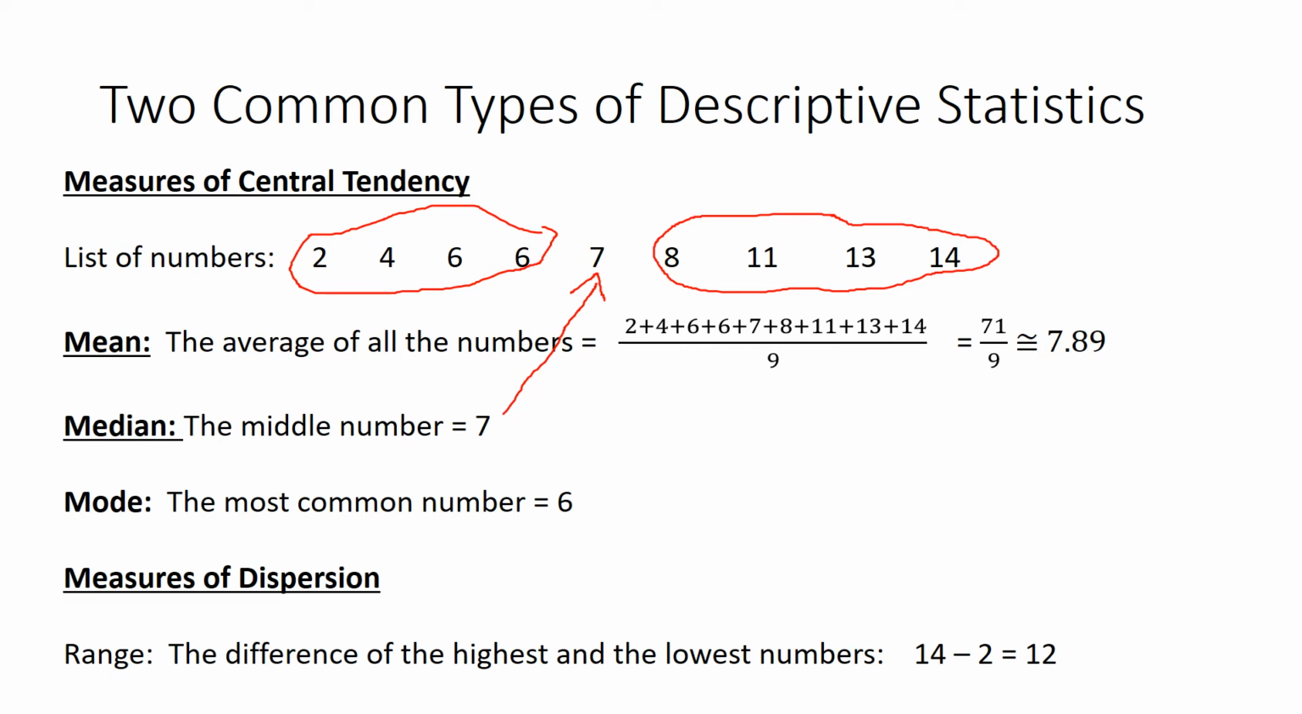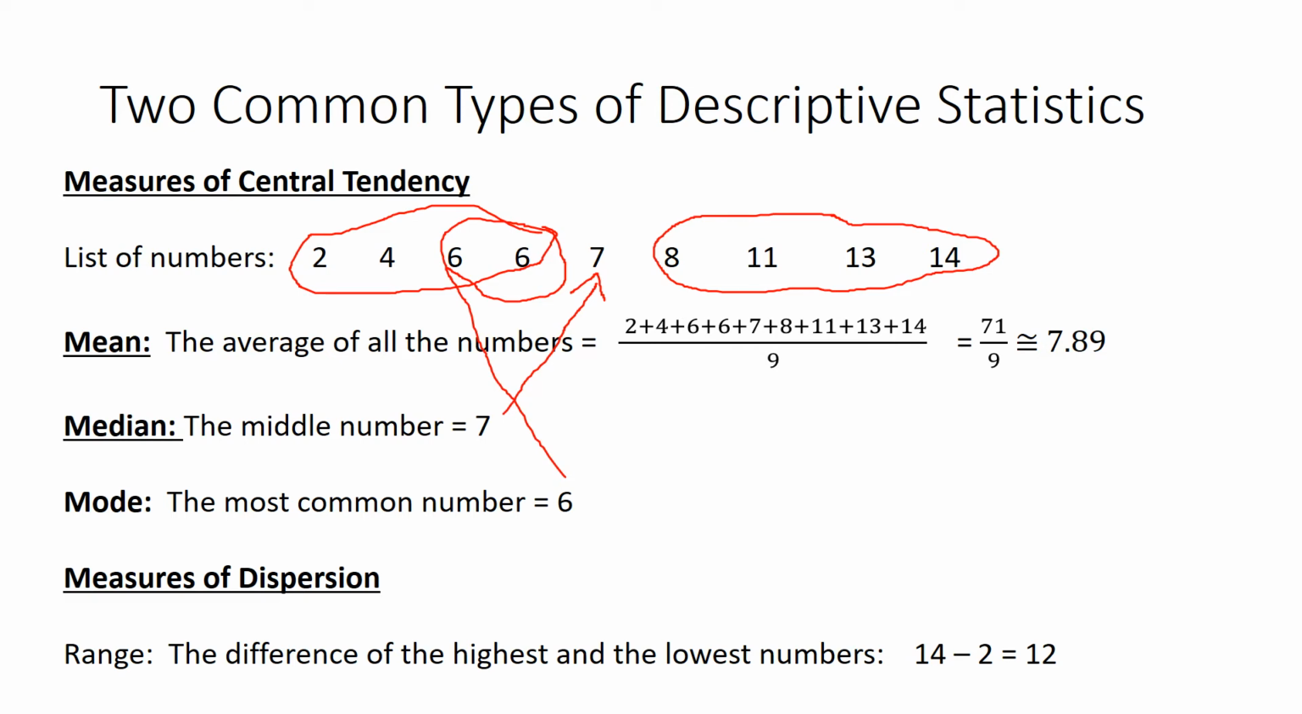And then the mode is the most common number. There's 1 two, 1 four, 2 sixes, 1 seven, 1 eight, 1 eleven, 1 thirteen, 1 fourteen. So it is these 2 sixes. There are 2 of these here. So that's the mode, the most common number.